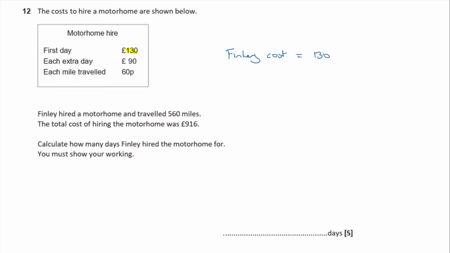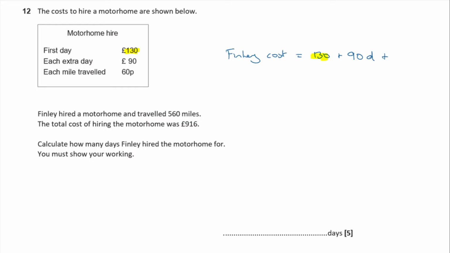It's going to be that amount, and then it's going to be 90 times the number of days. Now, I don't know the number of days. I'm just going to use a bit of algebra to do that and say 90d, where d is the number of days. So if I later find out that d is 5, then it means 90 times 5, doesn't it? Or whatever that is. Okay, so £130 plus 90d, where d is the number of days.